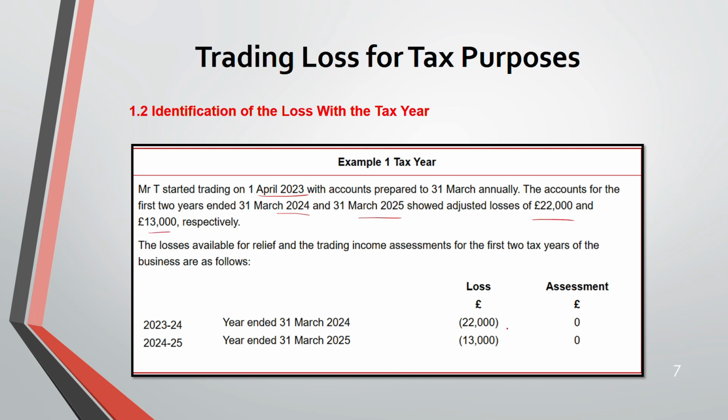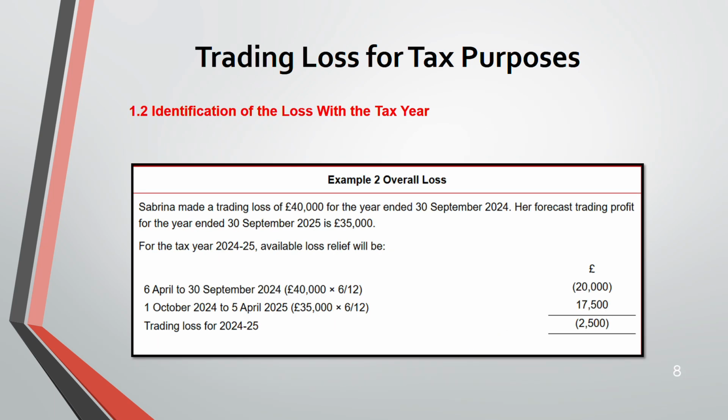So 22 and 30. Because of the losses, the assessment will be nil, nothing to be taxed. Now, example 2, overall loss.